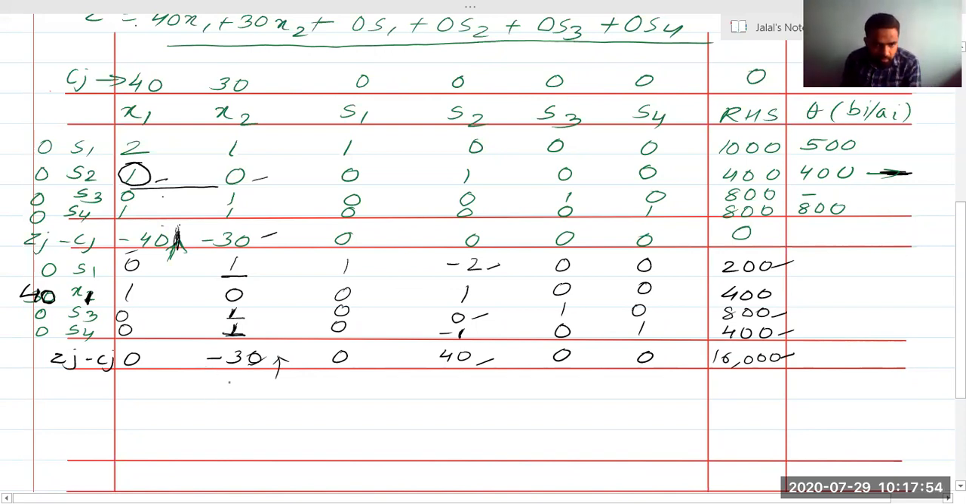So what we have to do is divide the RHS values by the values of this column. 200 by 1 will be 200, 400 by 0 is not divisible, 800 by 1 is 800, 400 by 1 is 400. Which is the least positive? We can see the least positive is 200. So S1 will leave and X2 will enter.